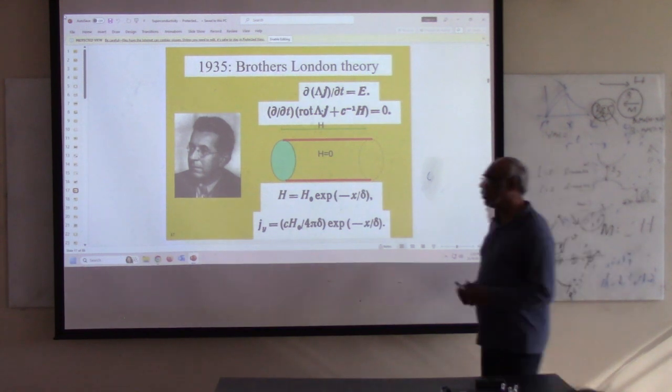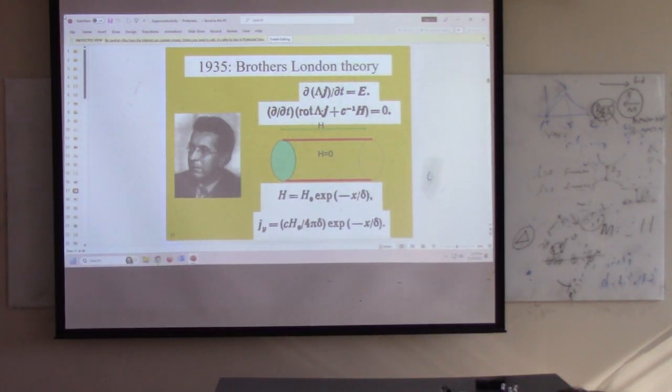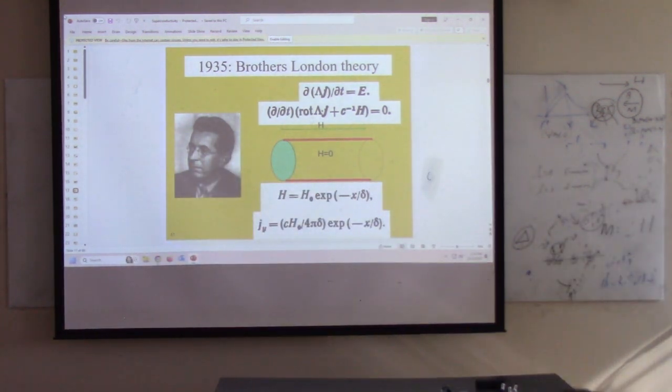There are two important parameters. One is the penetration depth. The other one is the correlation length. These two are the most relevant parameters in superconductors. We'll talk about that later. Today I mostly talk about this historical development. Then next class we will derive all these equations.